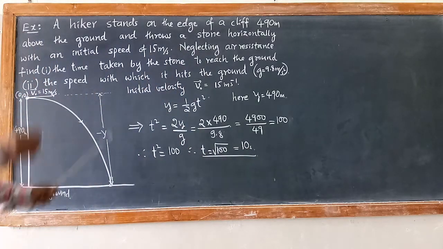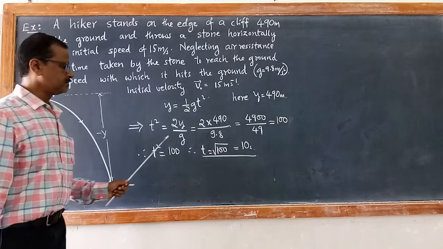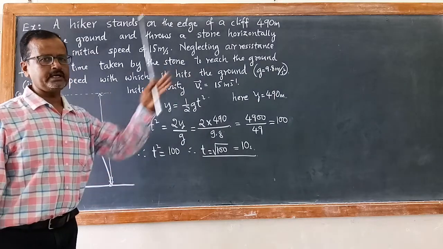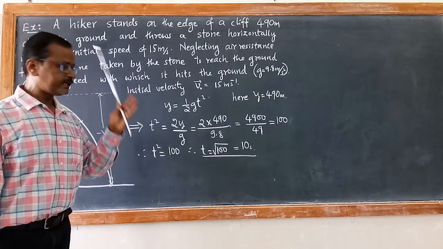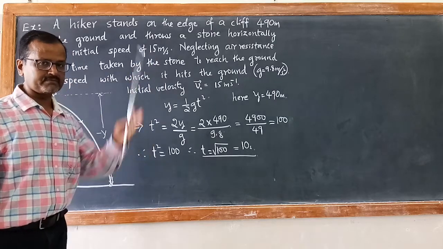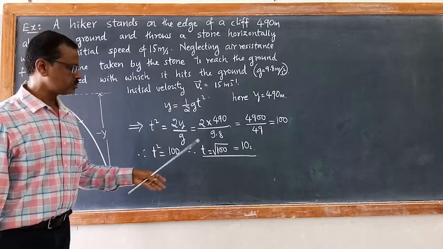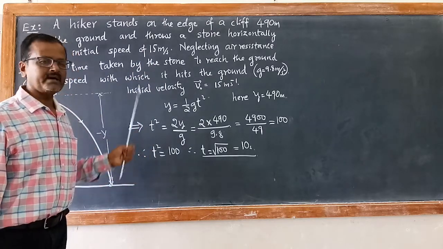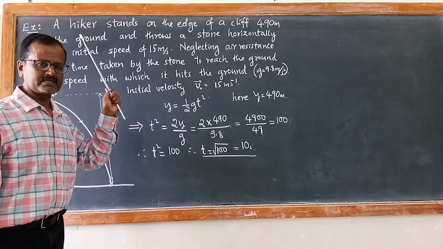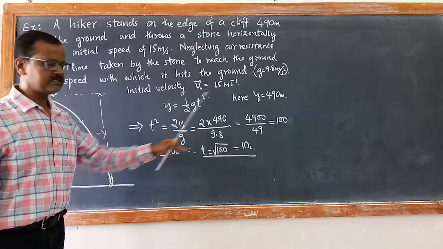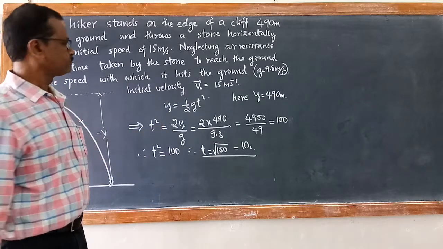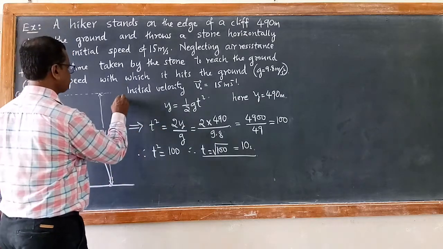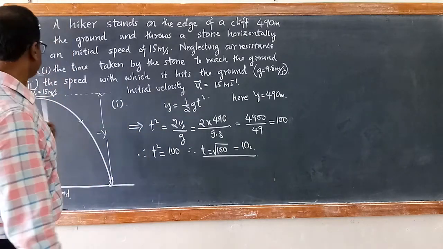It is as good as dropping that stone from 490 meter height. Yesterday we discussed that the time taken by a horizontally thrown projectile and time taken by a freely falling body from the same height is same. So even if you take a freely falling body from the same height 490 meter, the answer is same, 10 seconds. So this is first part.